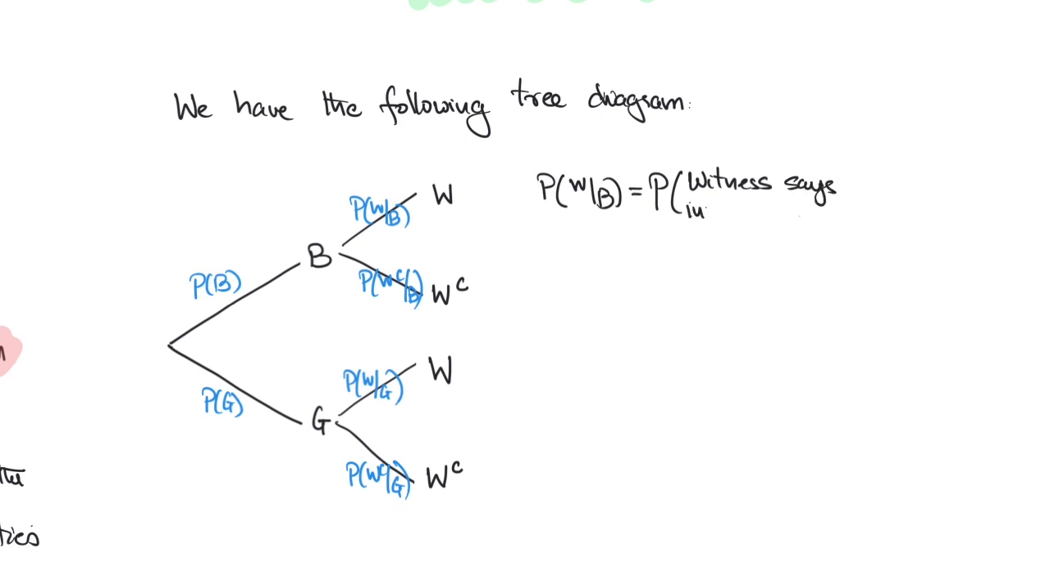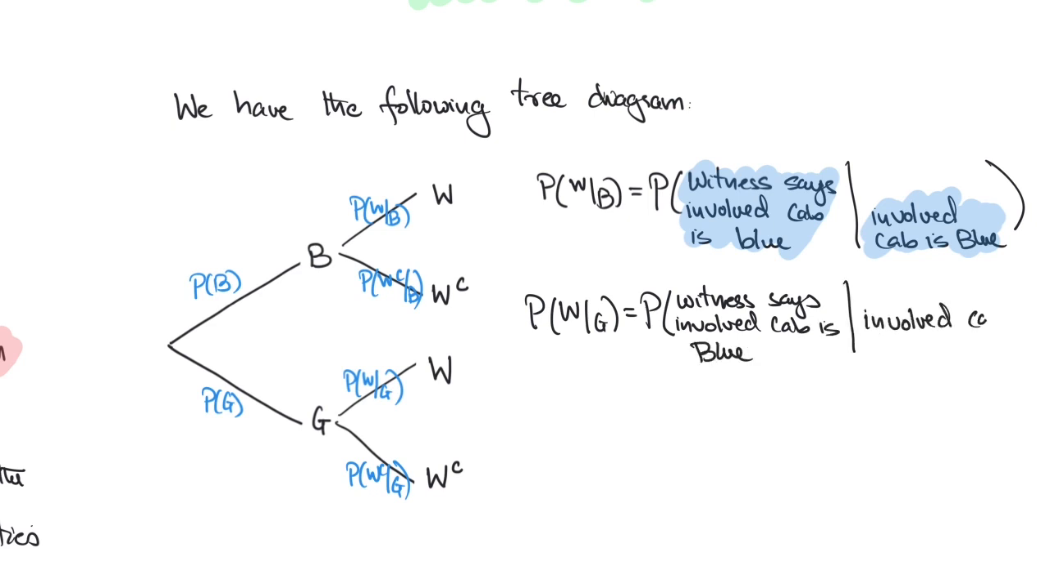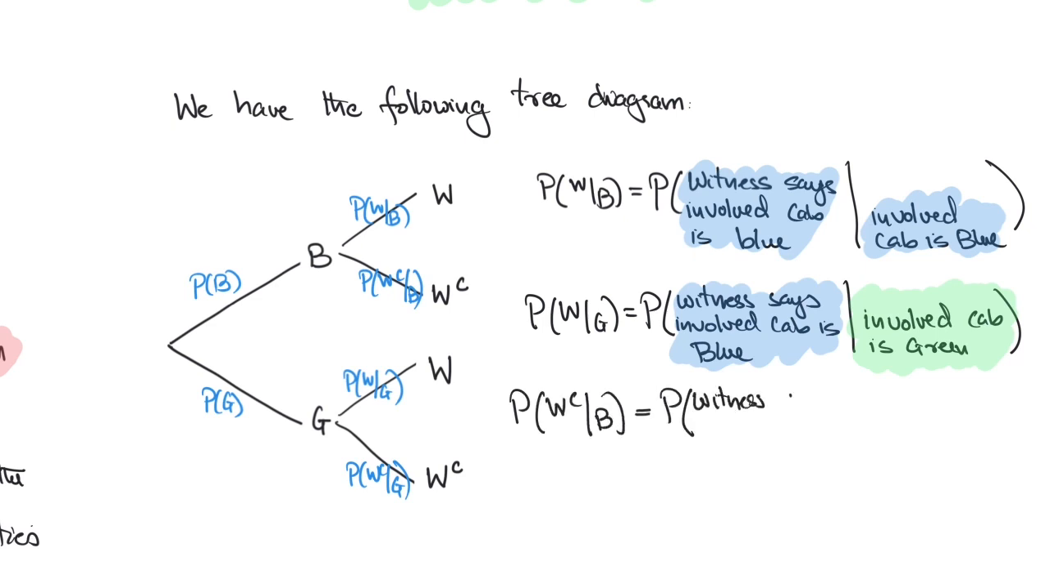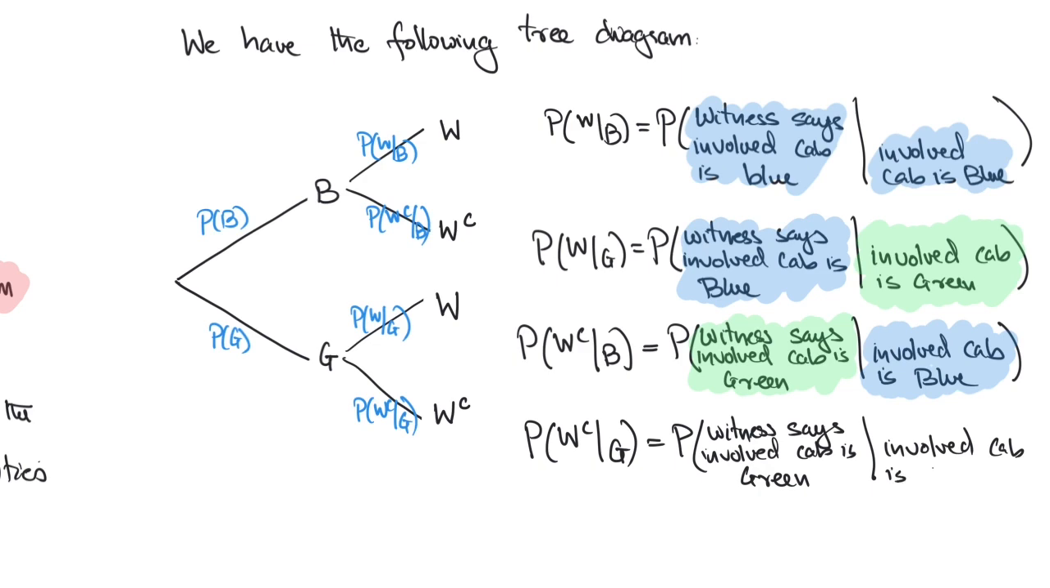The probability of W given B, that is the probability that the witness says that the involved cab was blue, given that the involved cab is blue. The probability of W given G is going to be the probability that the witness says that the involved cab is blue, given that the involved cab was actually green. The probability of W complement given B is going to be the probability that the witness says that the involved cab is green, given that the involved cab was actually blue. And finally, the probability of W complement given G is going to be the probability that the witness says that the involved cab was green, given that the involved cab is actually green.